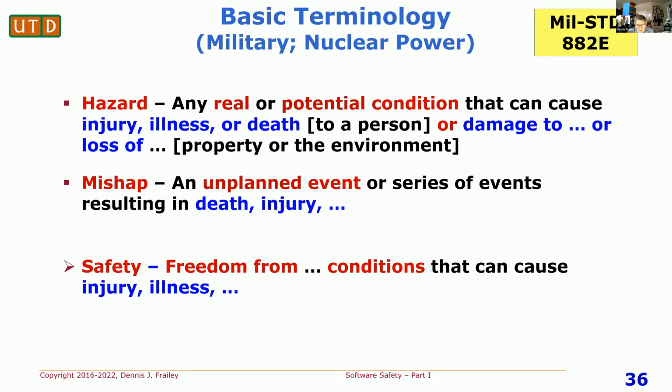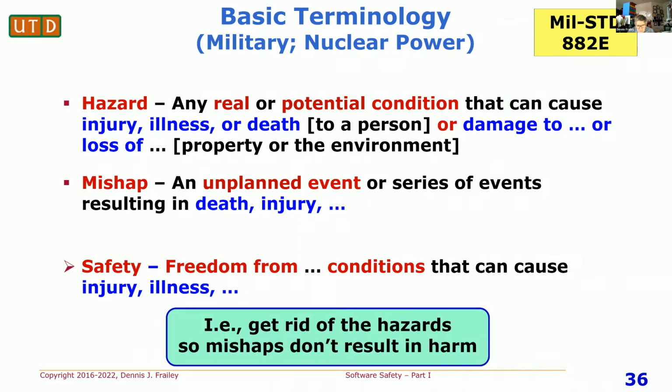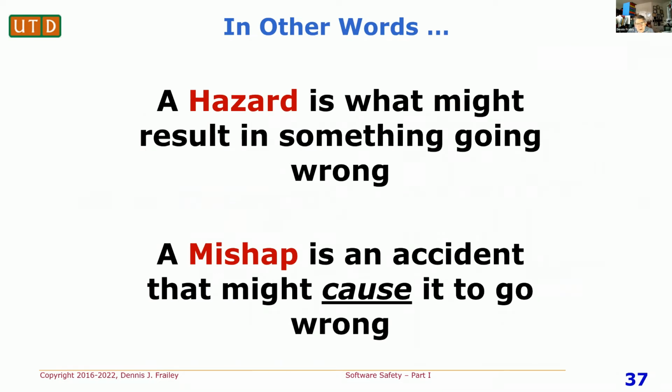Safety is defined to be freedom from conditions that can cause injury or illness or whatever. In other words, they don't have hazards, so you don't have mishaps. The key idea here is that a mishap won't do any harm unless there's a hazard. You get rid of the hazards so the mishaps don't hurt somebody. The hazard is what might result in a problem. The mishap is the accident that causes it. The idea is you can't prevent mishaps. You can prevent hazards.